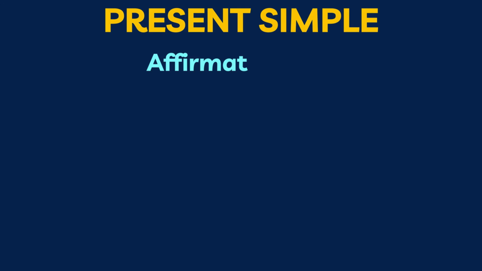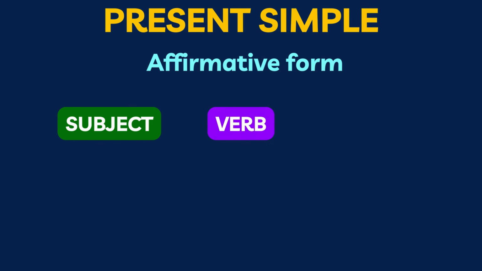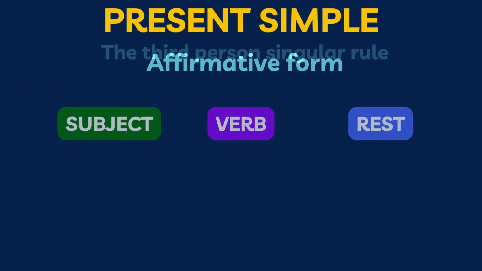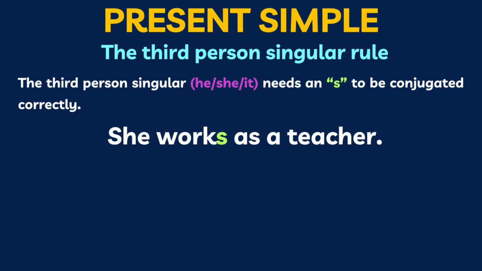Now let's see how affirmative sentences are formed. First the subject, then the verb, and finally the rest of the sentence. The third person singular, he, she, and it, needs an S to be conjugated correctly. For example, She works as a teacher.